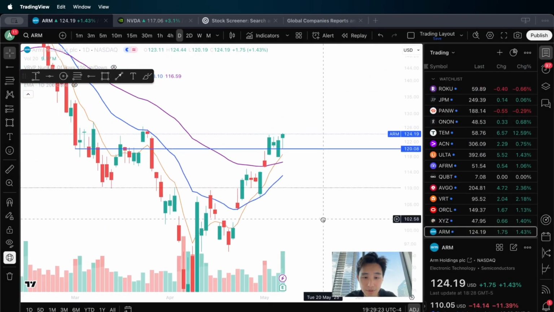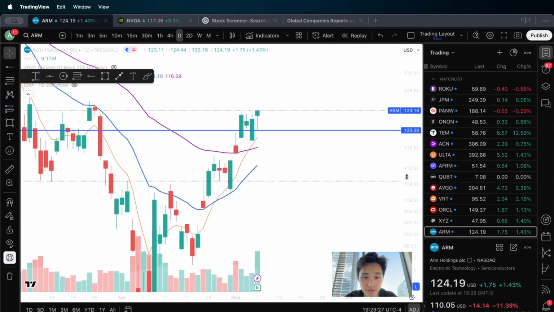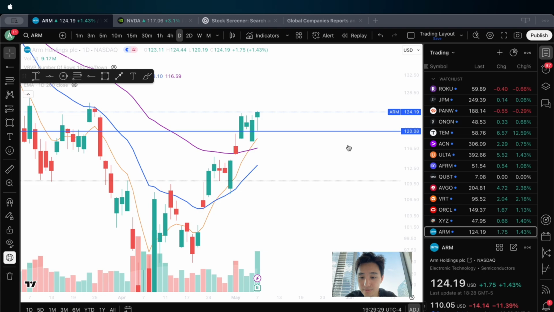Yeah, ARM gapped down pretty heavily here. There's nothing to say about that. It's cooked. Yes, 15-minute and 1 hour for executions usually.